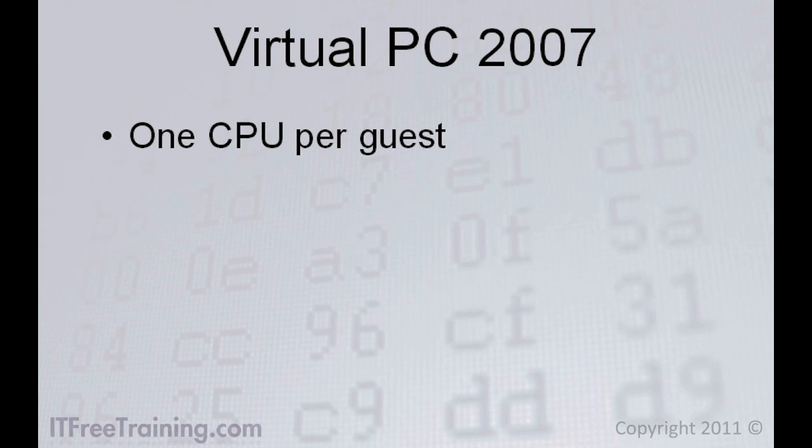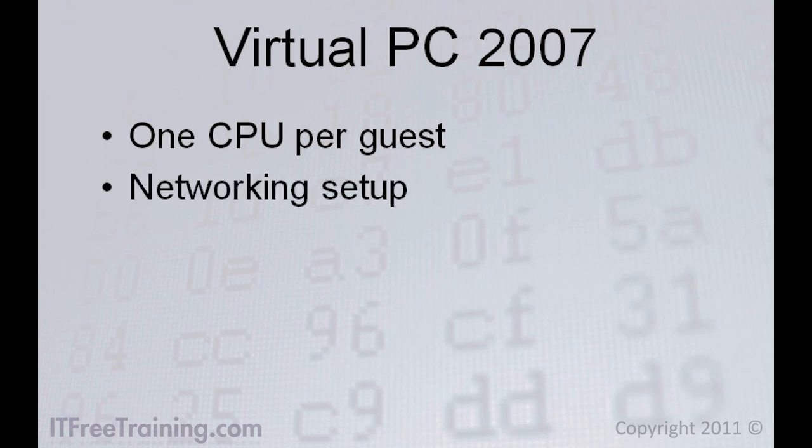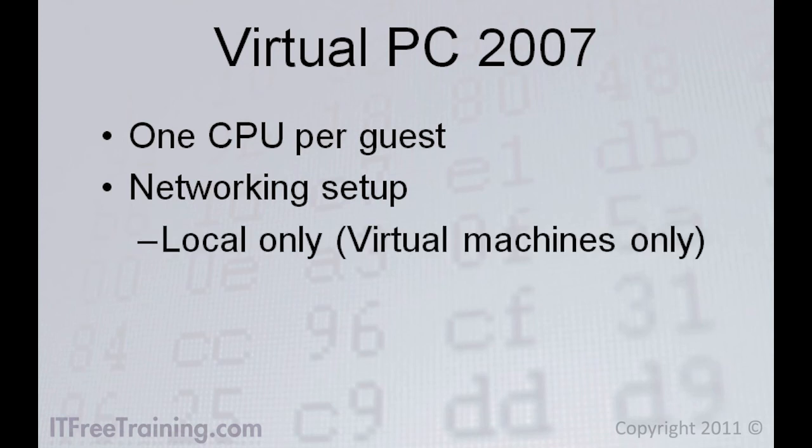With all the virtual machine solutions, one of the key features is network support. In network settings, you can configure your network adapter in a number of different ways. The first is local only. This option only provides networking support between virtual machines.